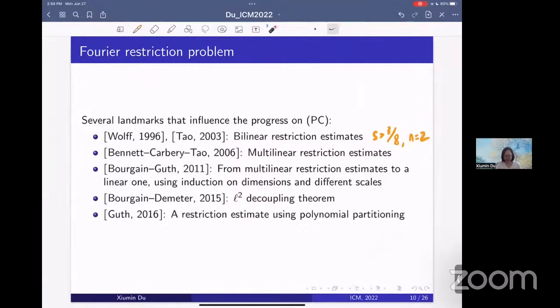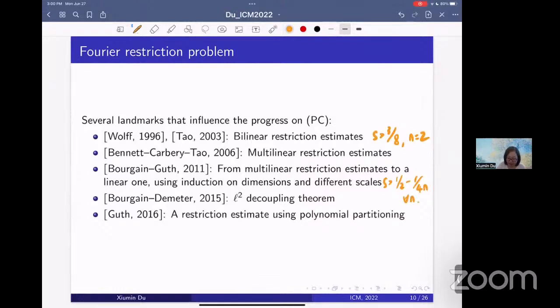After bilinear restriction, Bennett, Carbery, and Tao proved multilinear restriction estimates. And in joint work by Bourgain and Guth, they developed a technique for passing from multilinear restriction estimates to a linear one, using induction on dimensions and different scales. This technique is essential in Bourgain's work, where he proved pointwise convergence for s greater than 1/2 minus 1/4n for any n.